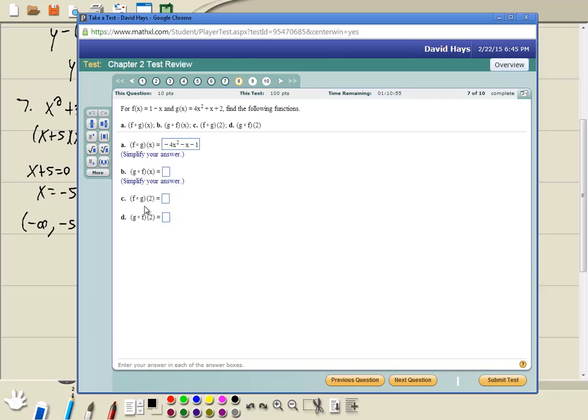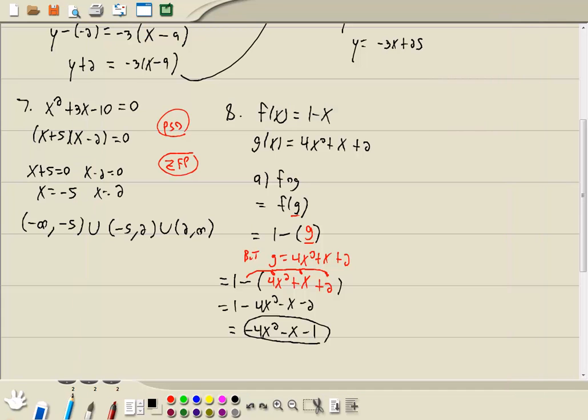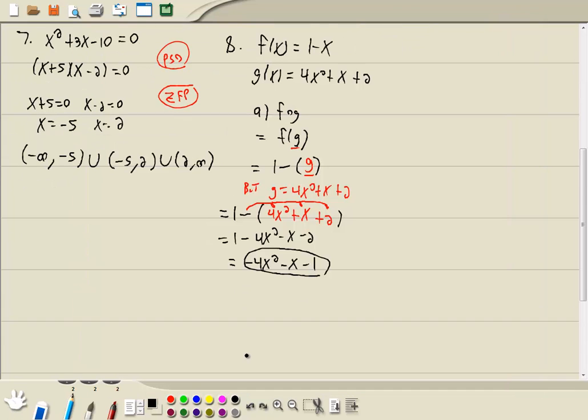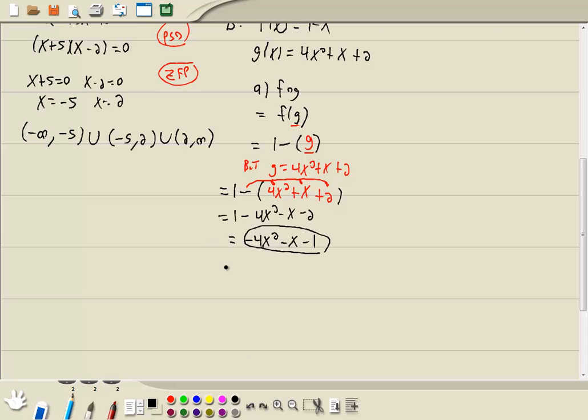Now while we're at it, let's go ahead and find this one, C, because it now says to plug 2 in. Which is a continuation. What does this notation say? First find the composition of f and g, which we just did, then plug 2 in for the x. So we got negative 4 times 2 squared minus 2 minus 1. 2 squared is 4. Negative 2, negative 1 is negative 3. So we got negative 16 minus 3, which is negative 19.